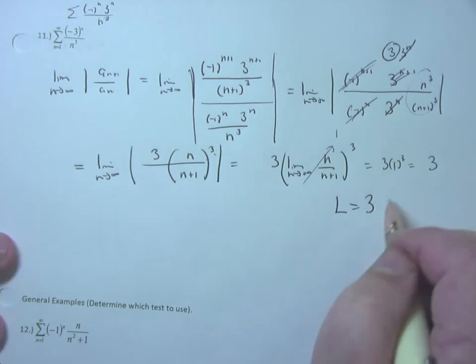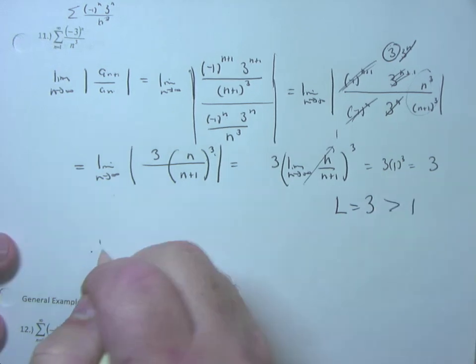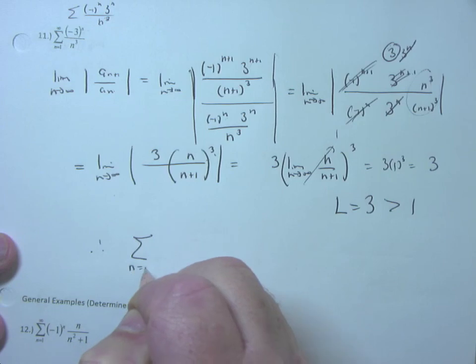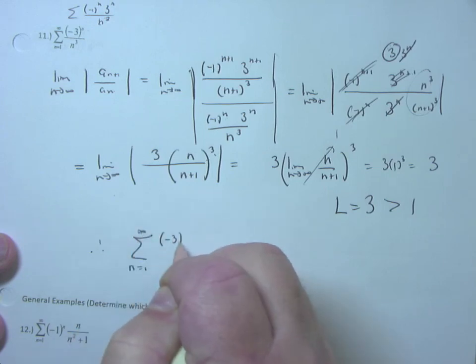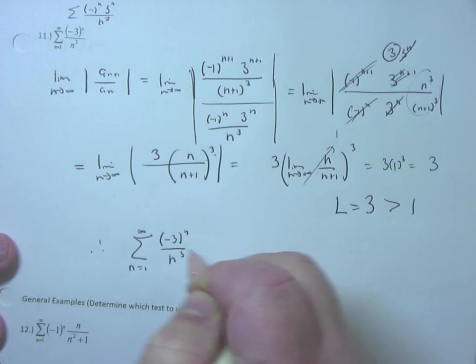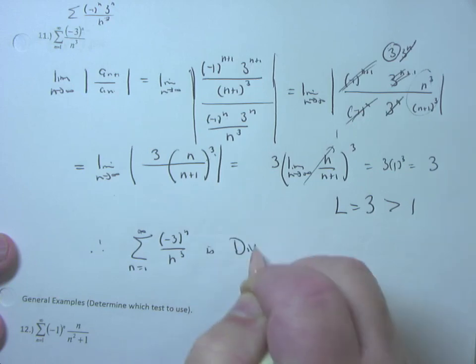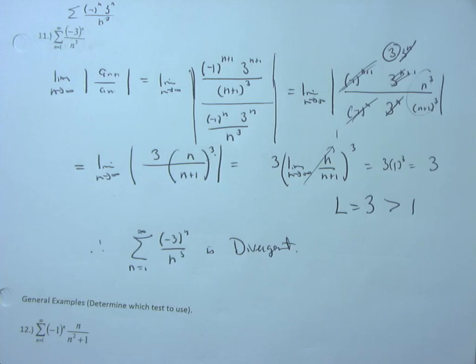And since 3 is bigger than 1, therefore this series, the sum as n goes from 1 to infinity of -3 to the n over n cubed, is divergent. Greater than 1 is divergent. Does that make sense? Questions? All right.